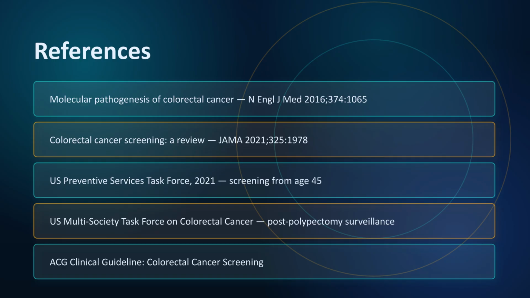Remember the sentence that holds the whole topic together. Find the polyp, remove the polyp, and you have prevented a cancer.